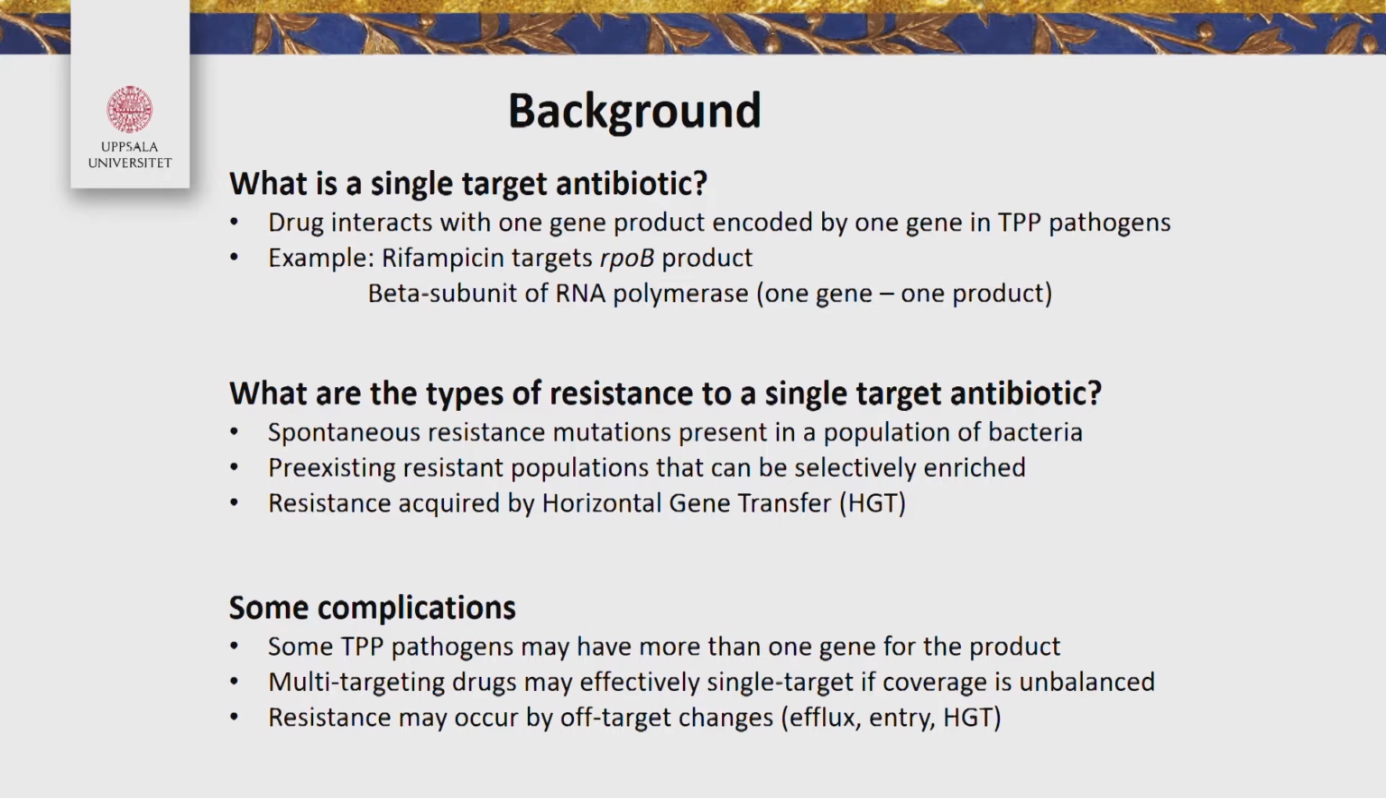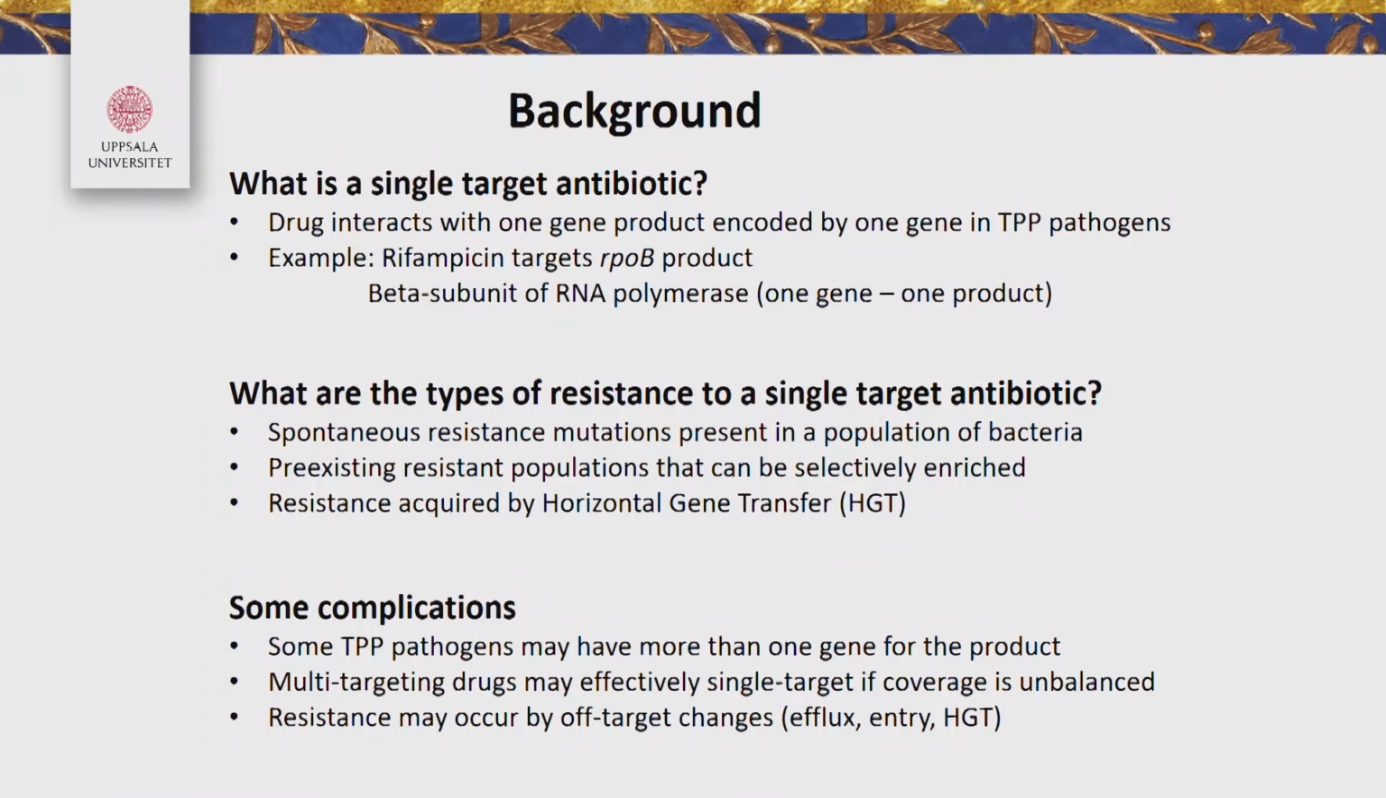And so what are the types of resistance that you can get to single target drugs? Well, you can get spontaneous resistance mutations that can be selected within a population, pre-existing mutations that are then selected by the presence of the drug. You can have pre-existing resistant populations that can be selectively enriched. So for example, if a particular TPP pathogen has multiple forms of the gene target, then if there's a resistant form, it can be enriched when subjected to selection by the drug. And then of course there's resistance acquired by horizontal gene transfer.